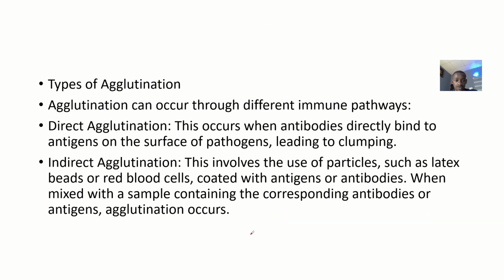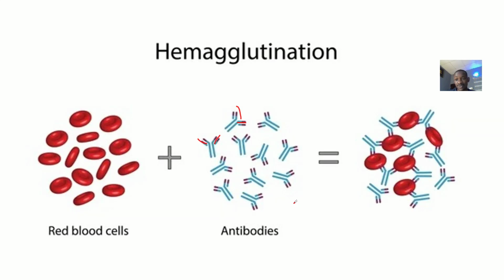So what are the types of agglutination? Agglutination can occur through different immune pathways. It could be direct. This is when antibodies directly bind to antigens on the surface of pathogens, leading to clumping. It could be indirect. This involves the use of particles such as latex beads or red blood cells coated with antigens or antibodies. So when mixed with a sample containing the corresponding antibodies, the agglutination occurs. This one is simply that process of testing for blood group. Do you remember? So that one is indirect. The direct one is the one that occurs in your body directly.